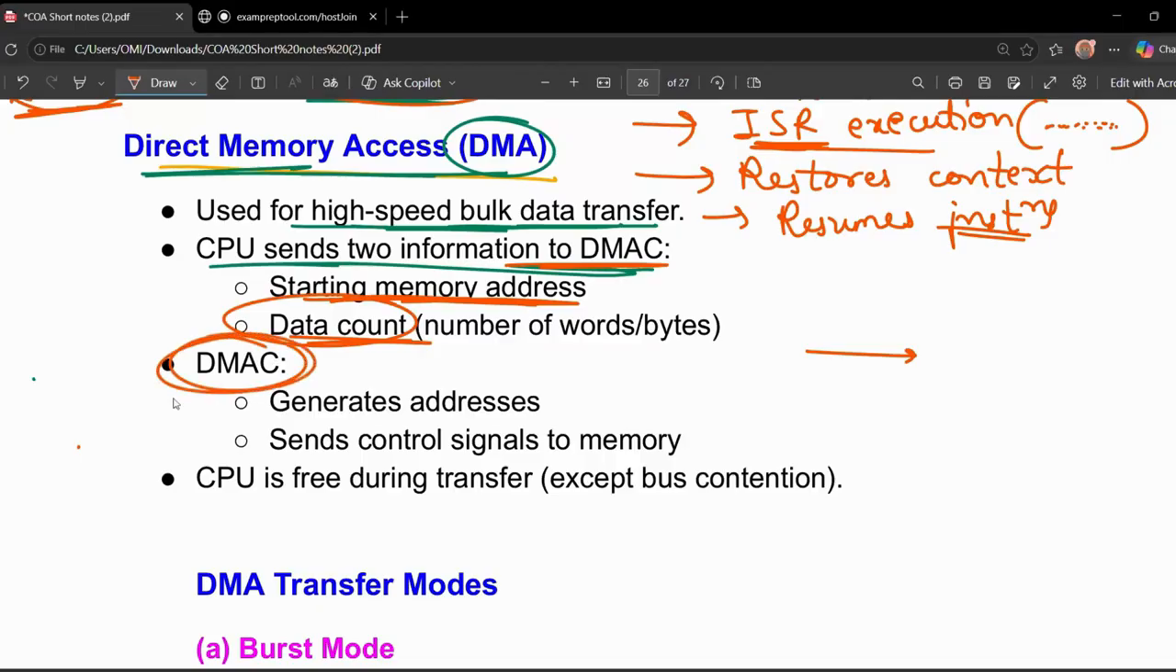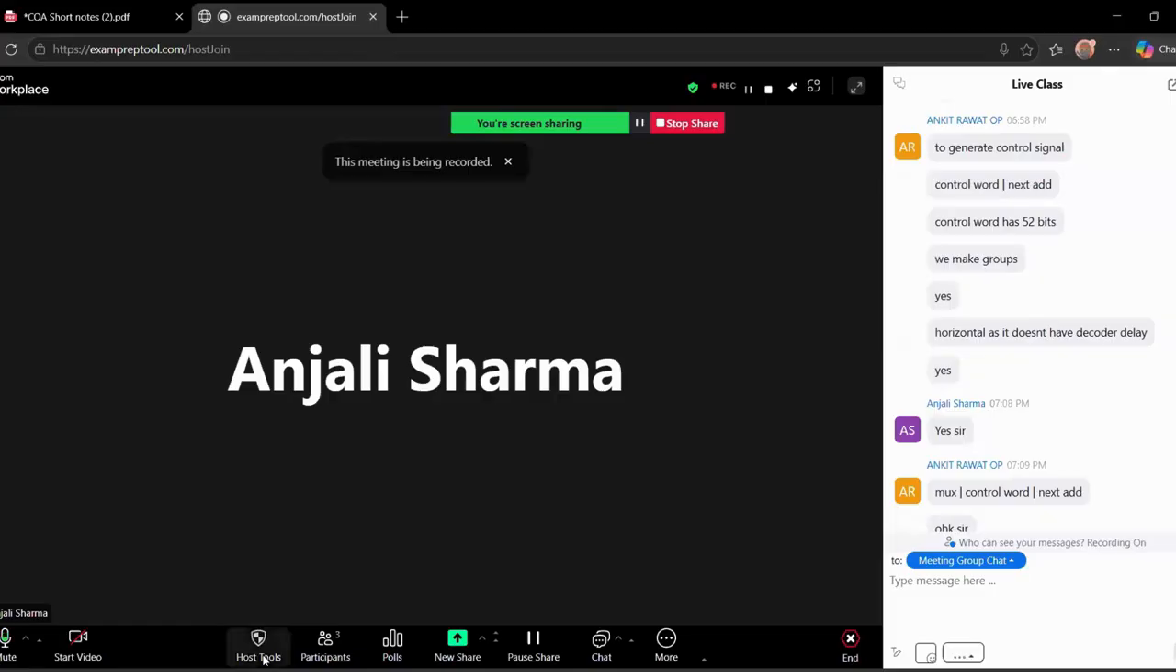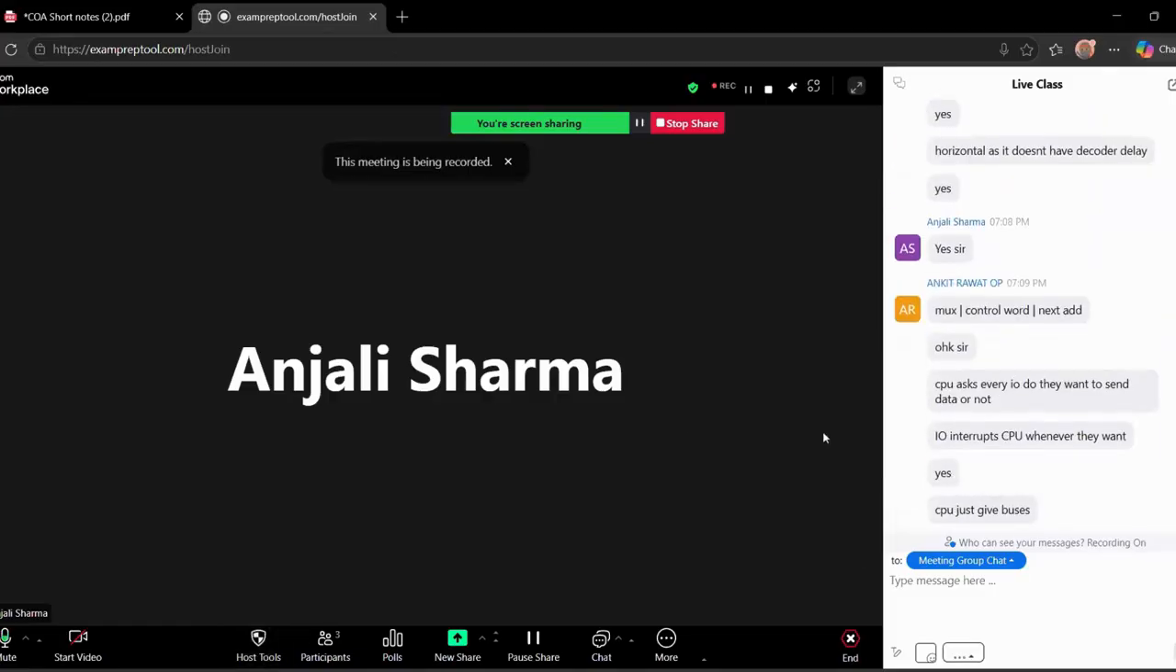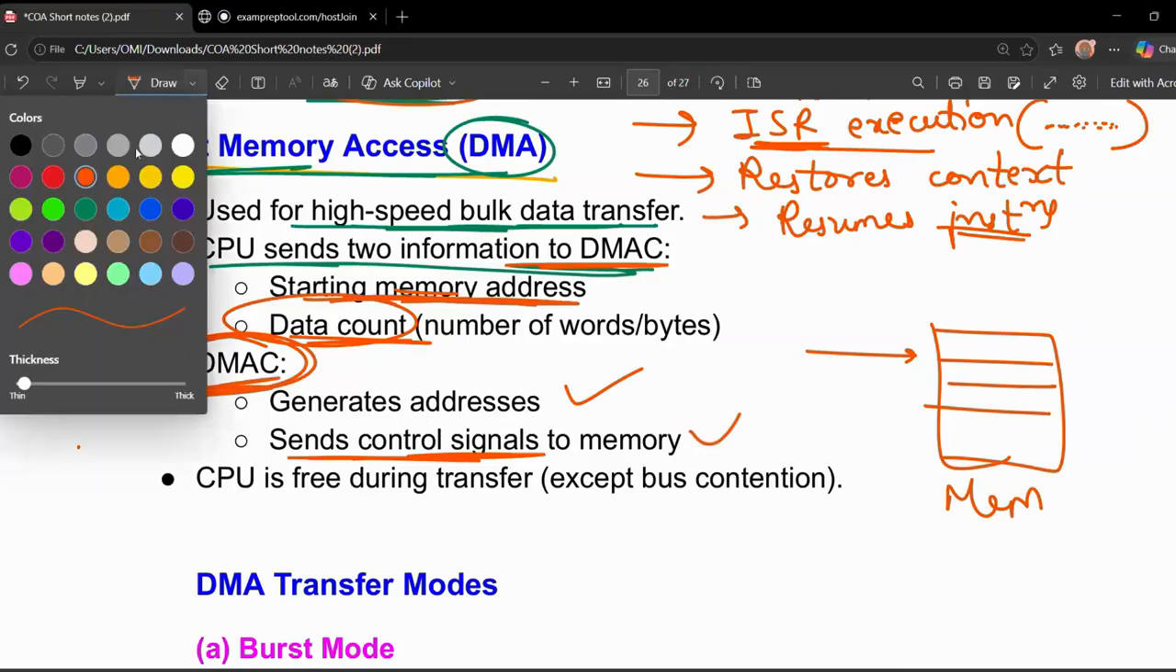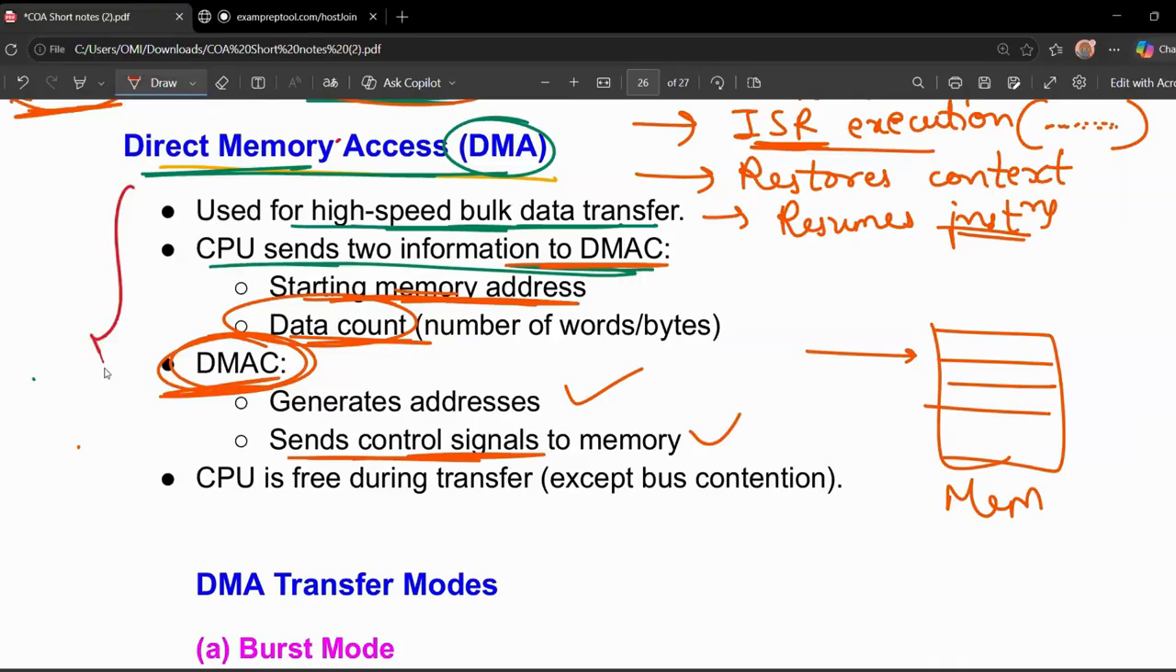Then what will the DMA controller do? The DMA controller will go to the starting memory address and perform the data transfer. The CPU just gives access to the buses. So the DMA controller generates the address and sends the control signal to memory, and now DMA will do the data transfer.